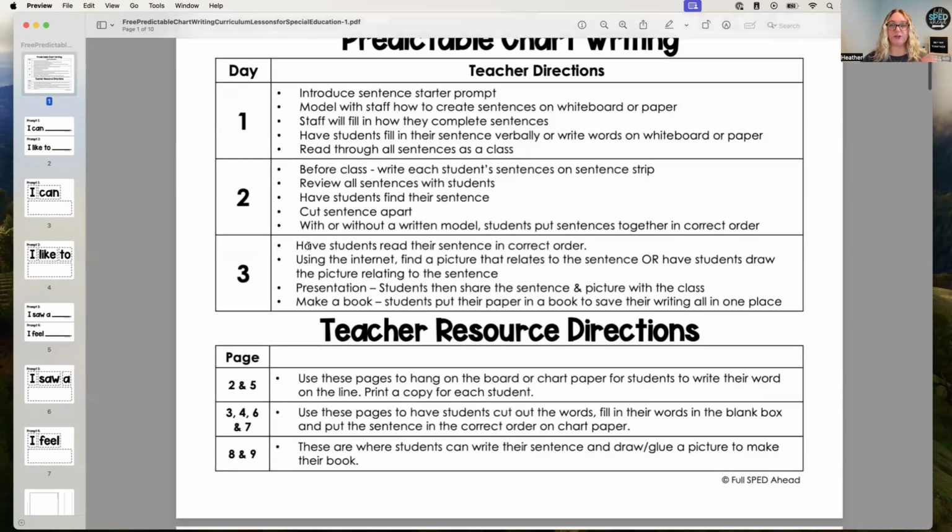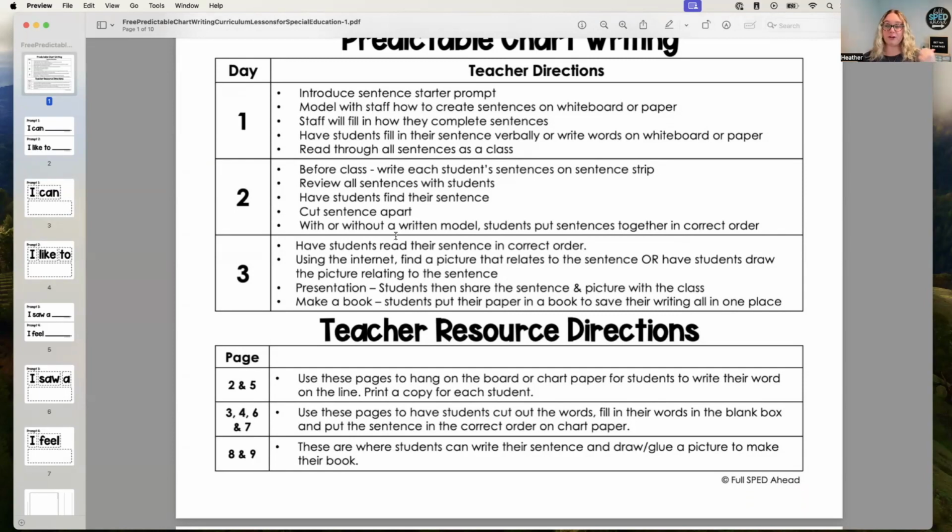Before class, you're going to make sure each student has a sentence strip with their sentence. If you want to have them be a part of it, totally fine. If not, teachers can do this before class. Make sure everybody has a sentence strip with their name on it. Review all the sentences with your students. Have the students find their sentence. It's all up on the board, so they can see it. Read through them all, and have the students pick out theirs. They're going to cut their sentence apart by each word. Then they, or you, model putting their sentences back in the correct order to understand that their words in a sentence have meaning. That's all you're going to do on that day: model, model, model, and talk about how else we can fill in the sentence.